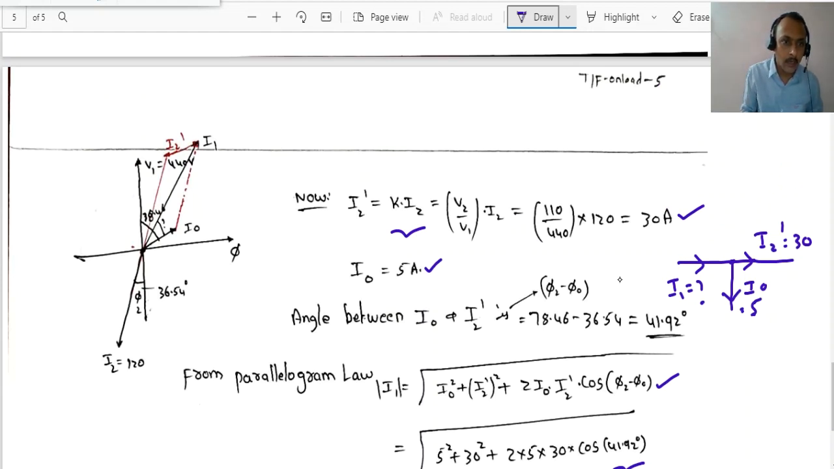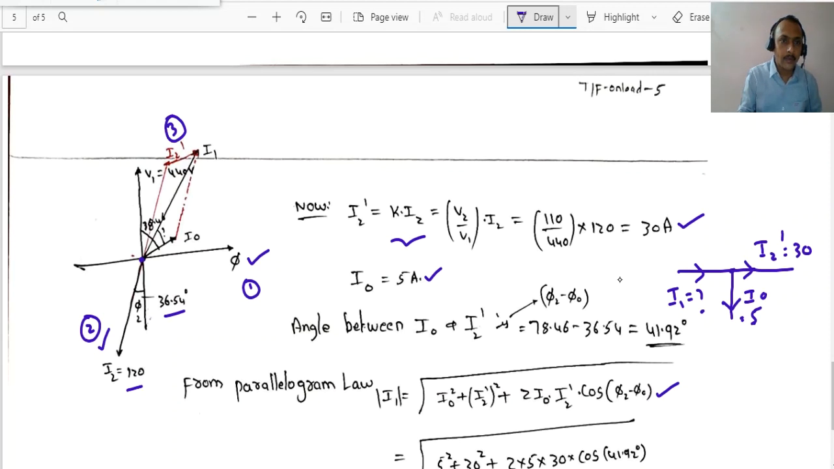First we will indicate on the x-axis this flux, and in the second step we will draw I2 at an angle phi 2, 36.54. In the third step, we will draw the I2 dash, which is quite opposite, 180 degrees. So first we draw flux, second you indicate the I2, third you draw the I2 dash.